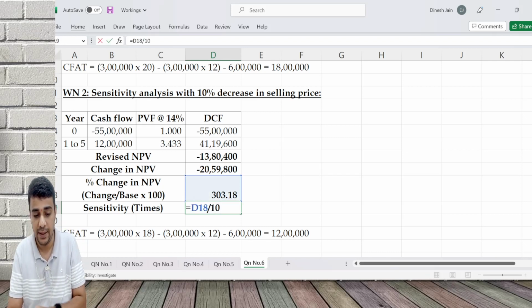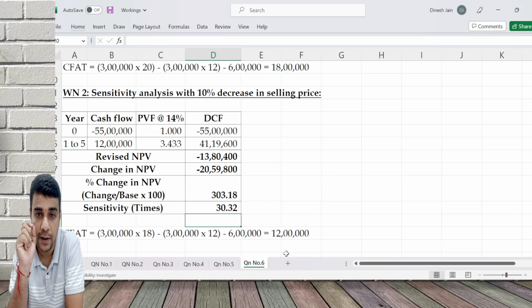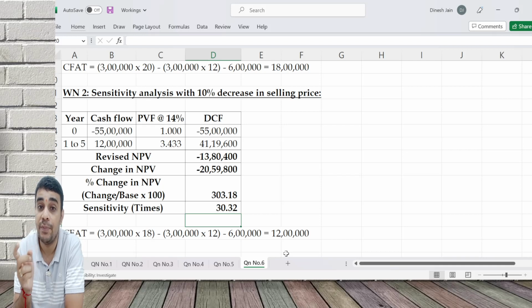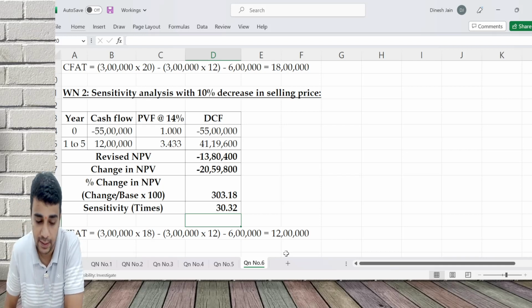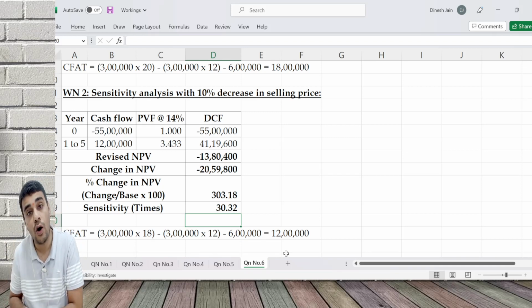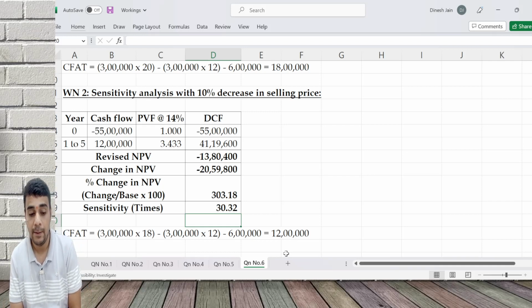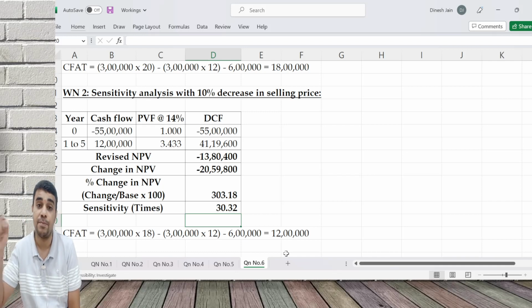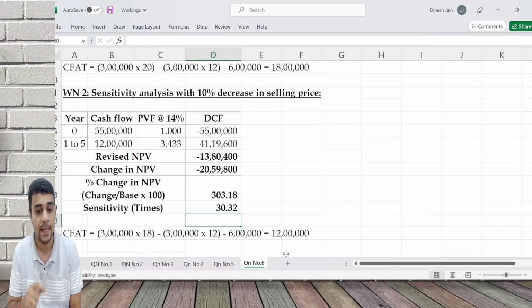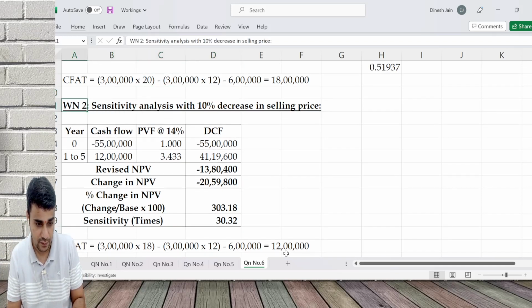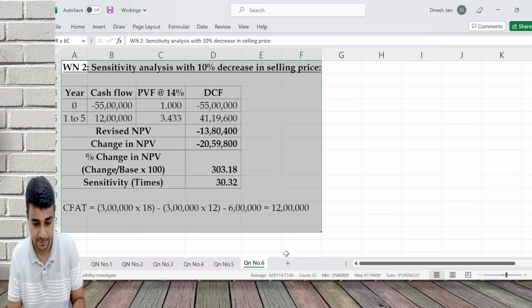So 303 divided by 10. Basically, if price changes by 1%, NPV will change by 30.32 times of that. NPV will change by 30.32 times of the percentage change in price. So if price changes by 1%, NPV will change by 30.32%. In this question, price has changed by 10%. NPV has changed by 303%. This is one calculation where there is a 10% decrease in price.